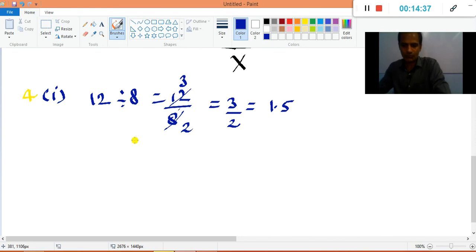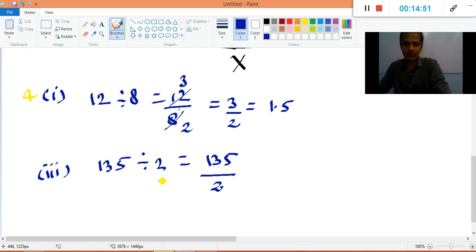Now I am going to solve question number 3, third part. Okay, it is divide 135 by 2, so we can write this in the form of fraction. Now listen, there is 2 in the denominator, if we can convert it into 10 then the division will be very easy for us.